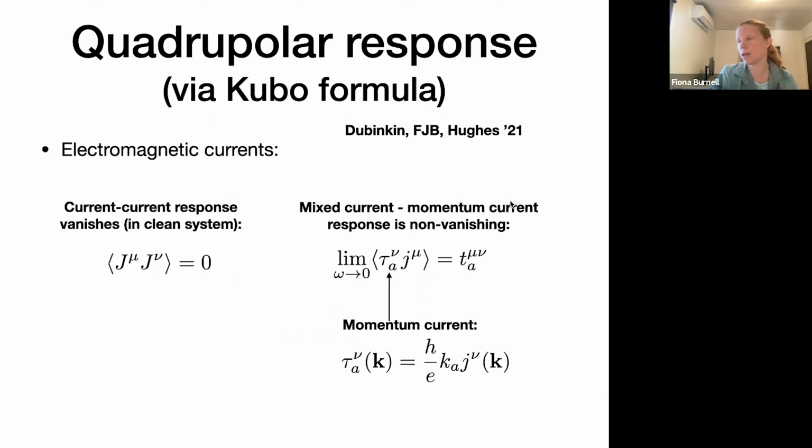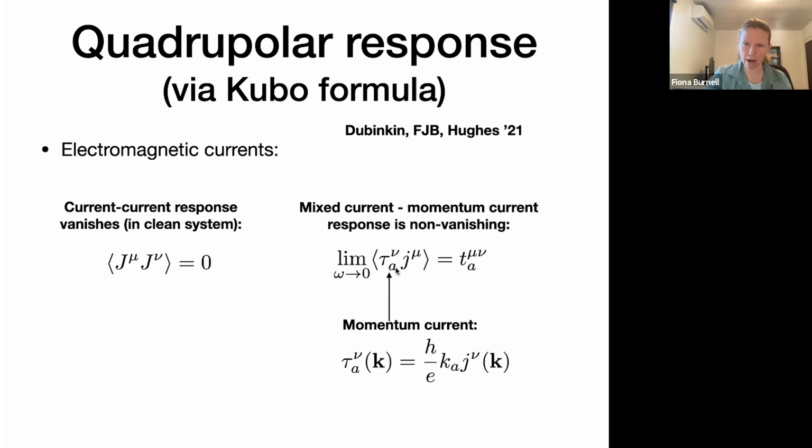But there is an interesting non-trivial response, which is actually a mixed response between the electromagnetic current and the momentum current, okay? And that one is not vanishing, okay? I'll give you what it is in just a minute, but let me first say that this J mu is just my usual electromagnetic current.